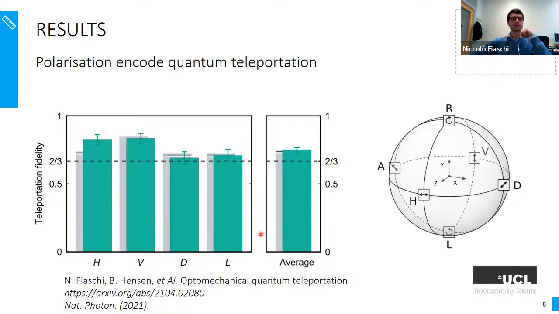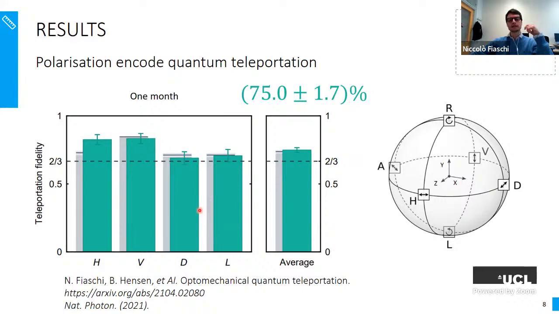We chose the 4 bases because of the symmetry of the system. We don't need to perform in all 6 of the Bloch sphere. And this is the teleportation fidelity for the 4 bases and the average. So there is a threshold, the classical threshold, that is 2/3, that we beat in all of them, and in the average also by 4 sigma, if I remember well. And the only thing is, just to take this measurement took 1 month.